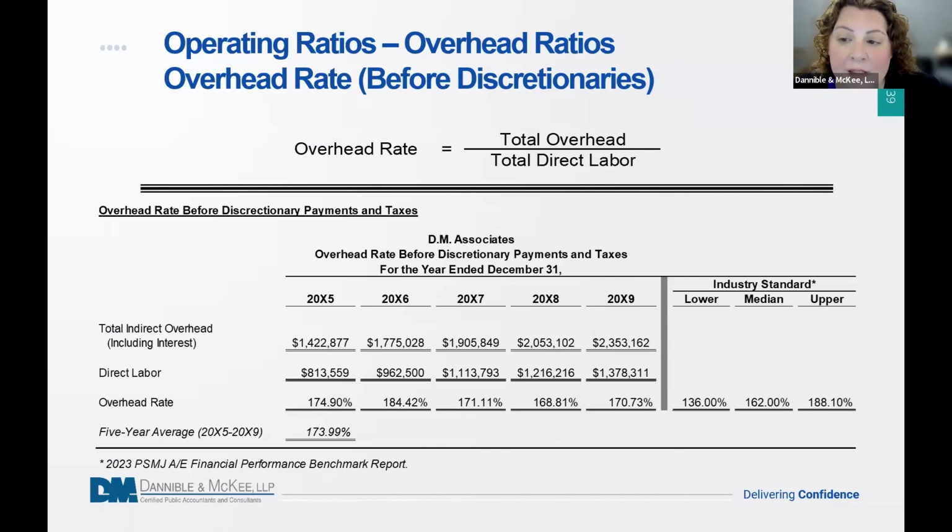So you can see this firm's running at around 171%, pretty high compared to industry median, which is 162. Certainly not as high as the upper category, but you would want to analyze that because you'll see you roughly ticked up 2 points from the prior year, and you want to understand why that is. See if there's any outliers.